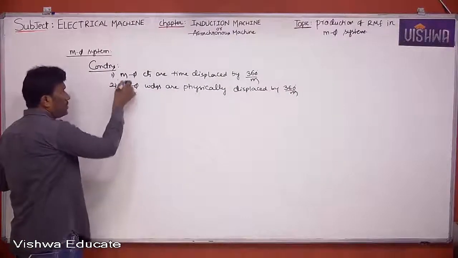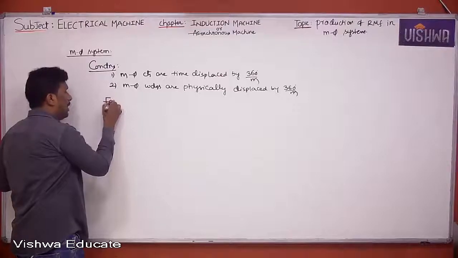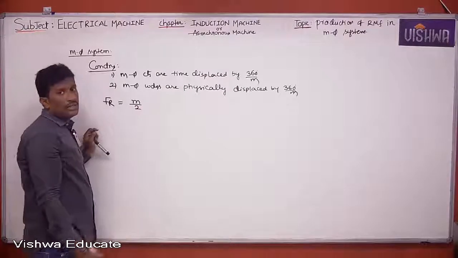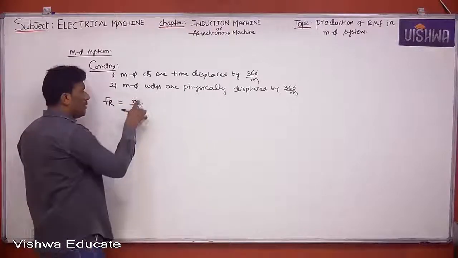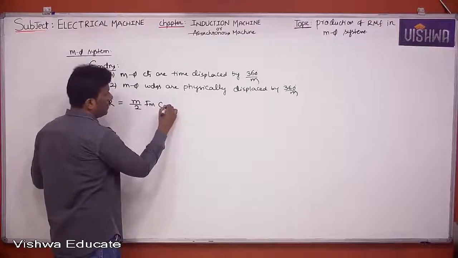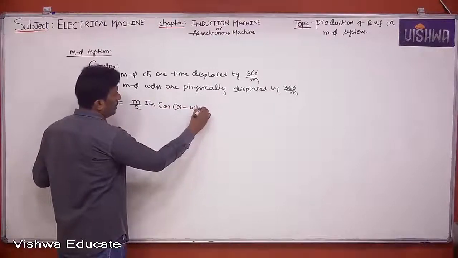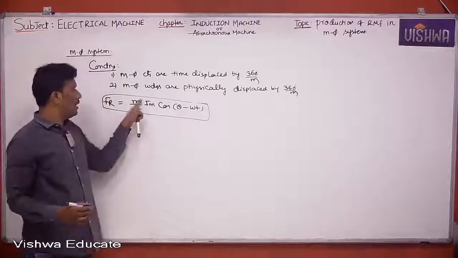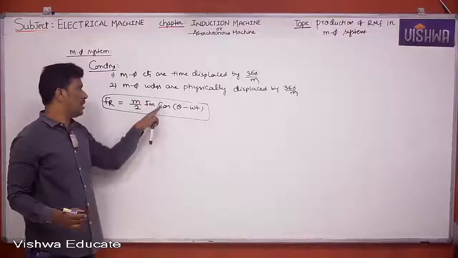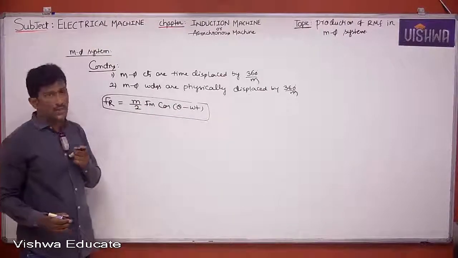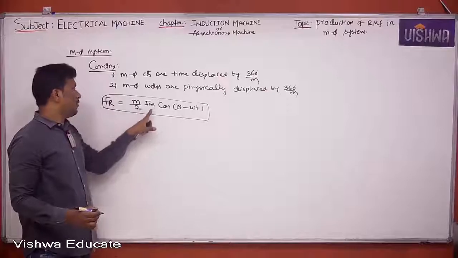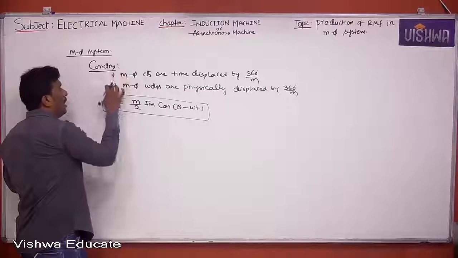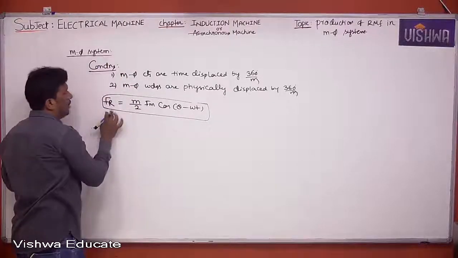Now, if you follow these two conditions, the resultant MMF equals M by 2. Previously, what did you get? 3 by 2 FM. Now I'll get M by 2 FM cos of theta minus omega t. Please try to see your previous session notes. There I told Fr equals 3 by 2 FM cos of theta minus omega t. Now I'll get here M by 2 FM cos of theta minus omega t. These are the conditions for production of RMF in an M-phase system, and this is the equation.